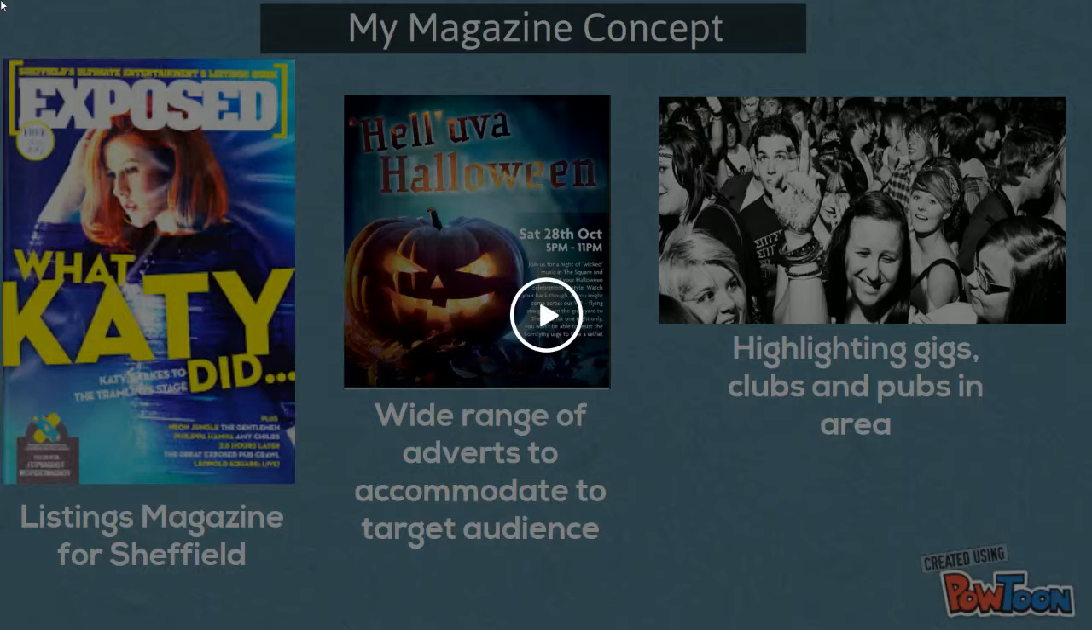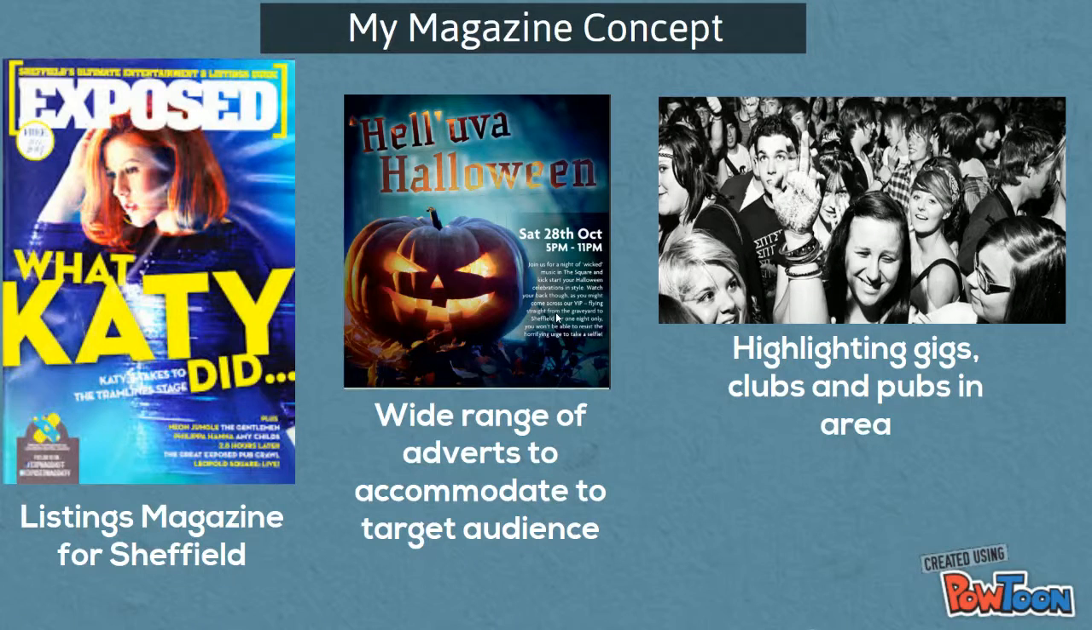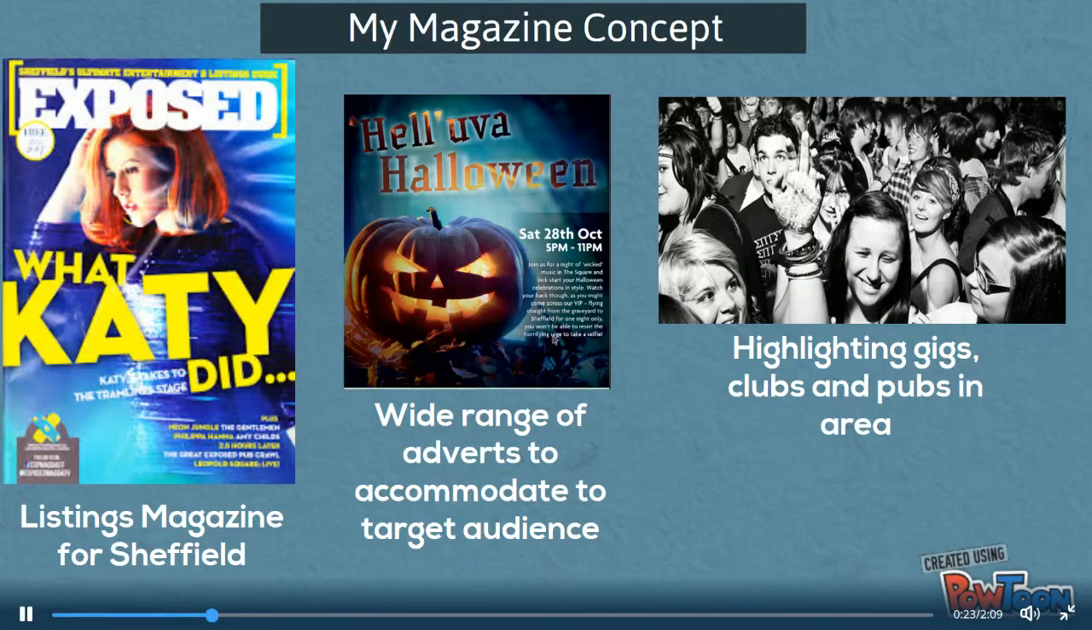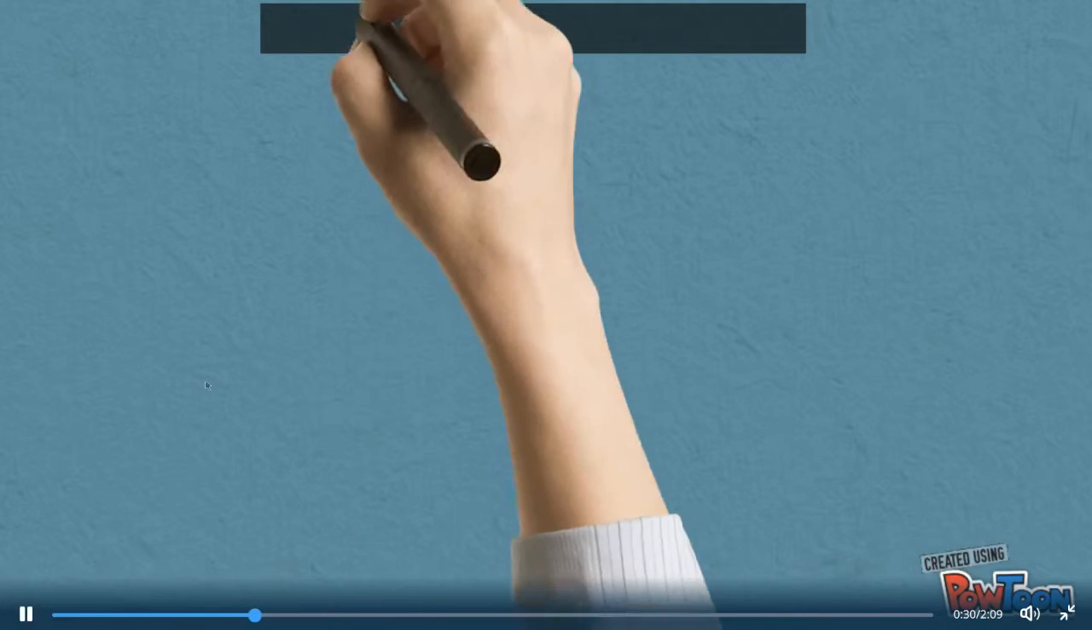And the adverts are there to accommodate to a wide audience. Obviously, it's been accommodated to my target audience, which is wide, of about the age of 18 to 40. And that is where the highlighting of gigs, clubs and pubs does come into consideration. We've got this little example here of an advert that is from a magazine like Expose. That's similar style of what I want.